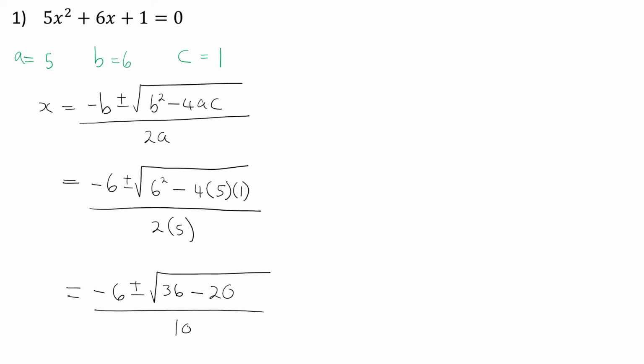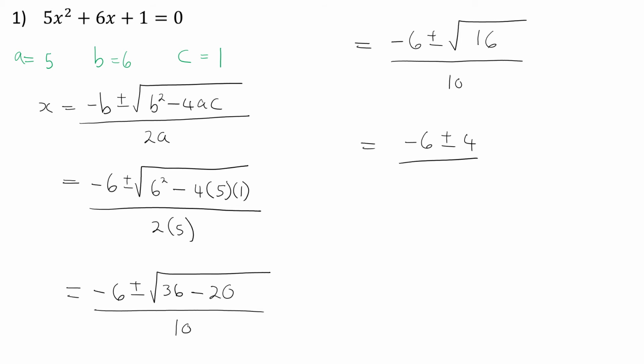Taking it up here, simplifying further, we end up with minus 6 plus or minus the square root of 36 minus 20, that would give us 16. And that's all divided by 10. And then you find the square root of 16. You need a calculator for that, unless you know your perfect squares. I know 16 is a perfect square, so I know this would leave me with minus 6 plus or minus 4. If you don't know how to get that 4, you just have to get your calculator and square root.